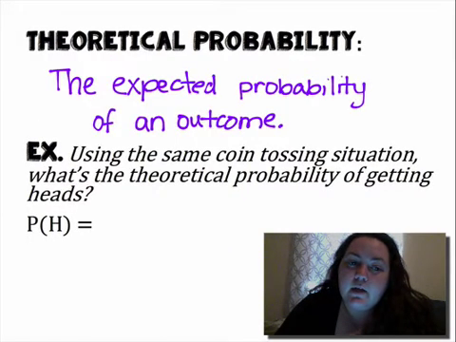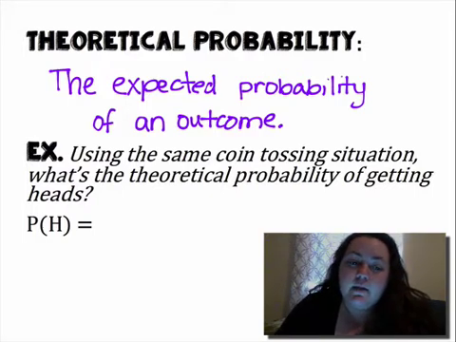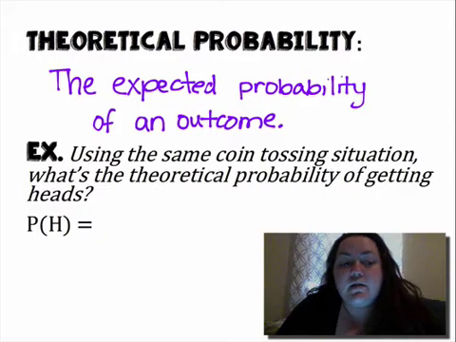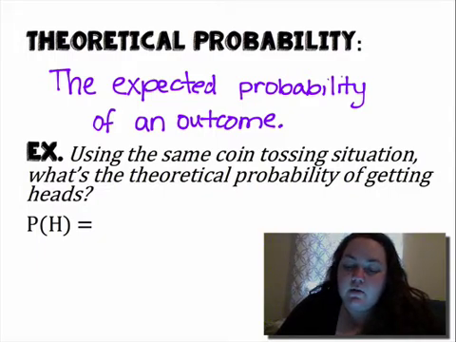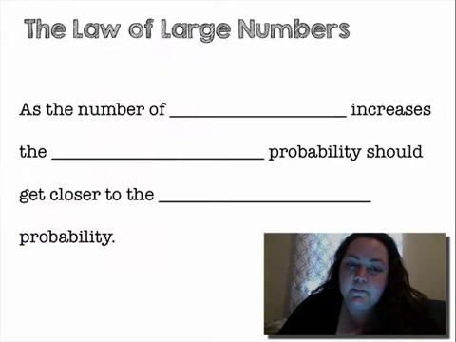Theoretical probability is the expected probability of an outcome. So what should happen? Example, using the same coin tossing situation, what's the theoretical probability of getting heads? Well, in theory, we should get 50%, since there are two options, 1 out of 2.